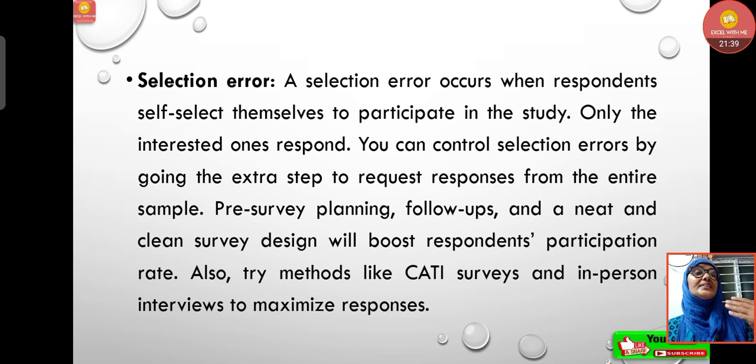Now selection error. A selection error occurs when respondents self-select themselves to participate in the study. Only the interested ones respond. You can control selection errors by going the extra step to request responses from the entire sampling, that is pre-survey planning, follow-ups, and a neat and clean survey design will boost respondents' participation rate. Also try methods like CATI surveys and in-person interviews to maximize responses.